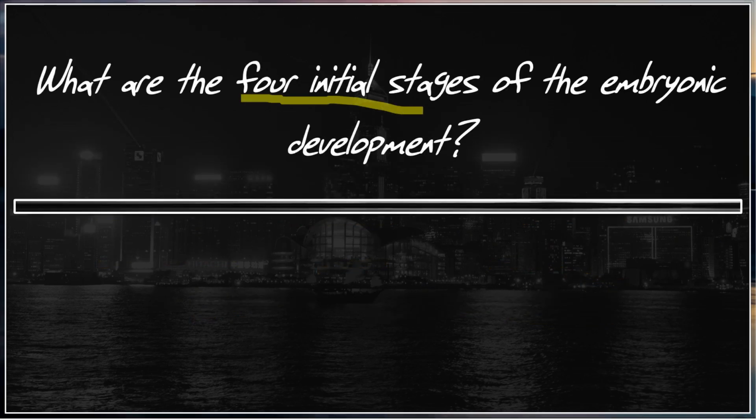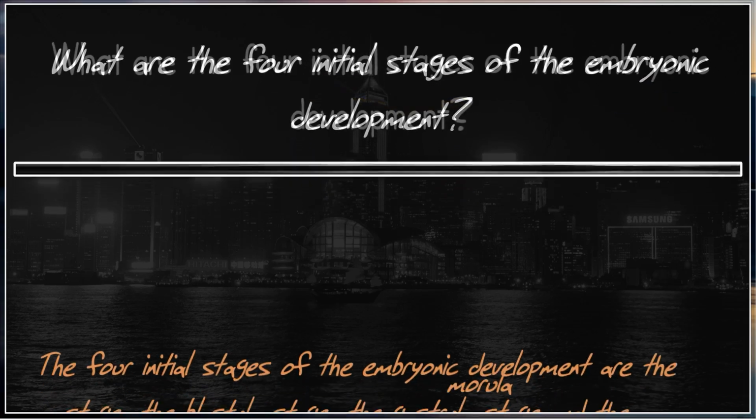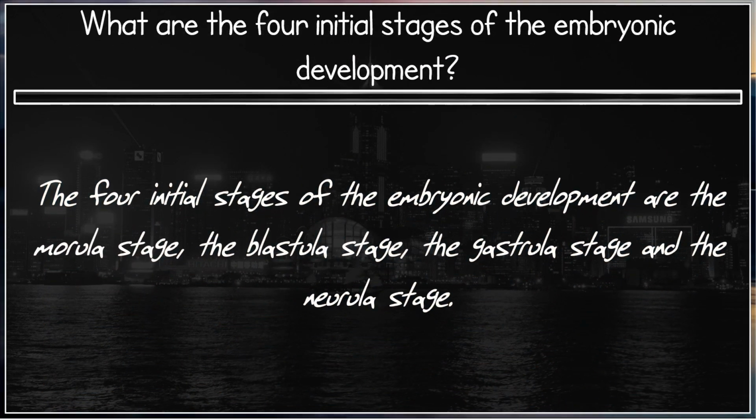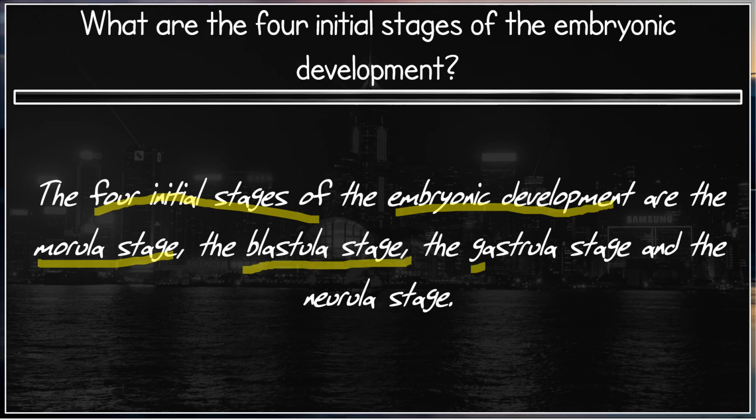What are the four initial stages of the embryonic development? The four initial stages of the embryonic development are the morula stage, blastula stage, gastrula stage, and the neurula stage.